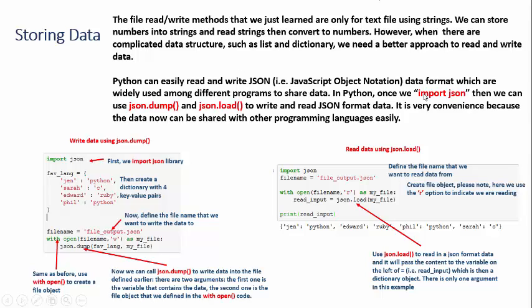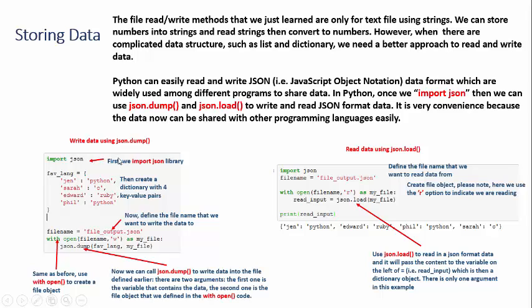In Python, once we import JSON, then we can use JSON.dump and JSON.load method to write and read JSON format data. It is very convenient because the data now can be shared with other programming language easily, and the data can be very complicated, like a list or dictionary.